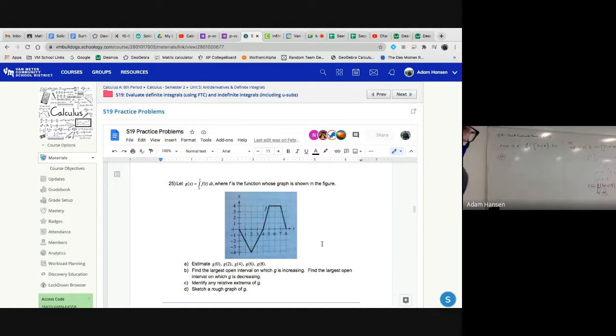Let g of x be equal to the definite integral from 0 to x of f of t dt, where f is the function whose graph is shown in the figure. So I have the graph of f below. G of x represents the definite integral from 0 to x of f of t dt.